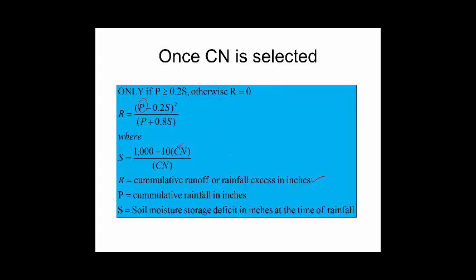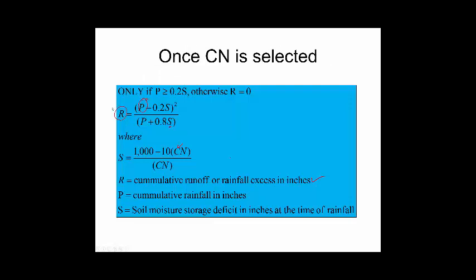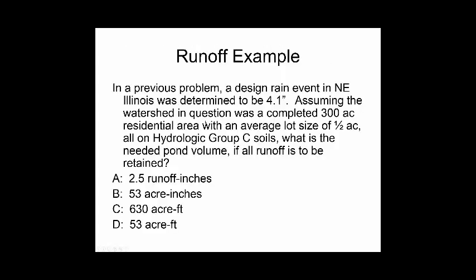From the curve number and your P, you then calculate your S. And R is the cumulative runoff, or rainfall excess, in inches. So you can do it with the equations here, but this shows how to solve it graphically whenever the intensity equals 20% of that storage capacity, which is a commonly used factor.